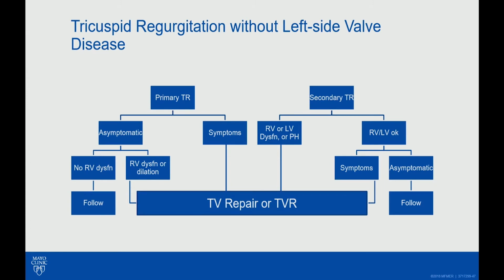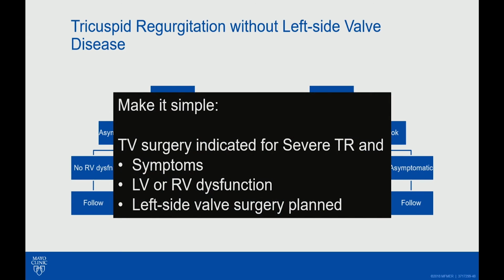For primary TR, if they're symptomatic, you do it. If they're asymptomatic but they have signs of RV failure, just like on the mitral side, then you would consider tricuspid valve intervention. Secondary TR, LV or RV dysfunction or PH, consider operation. If the RV is okay and the patient's asymptomatic, you can follow. You can make this really simple. Tricuspid valve surgery is indicated for severe TR and symptoms, ventricular dysfunction, or at the time of concomitant left-sided valve surgery.